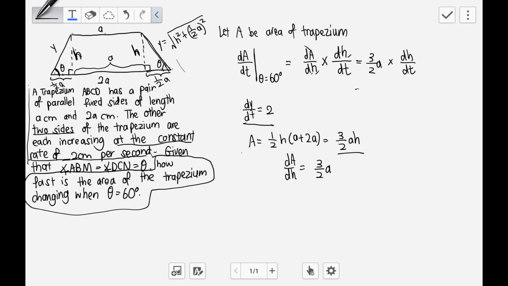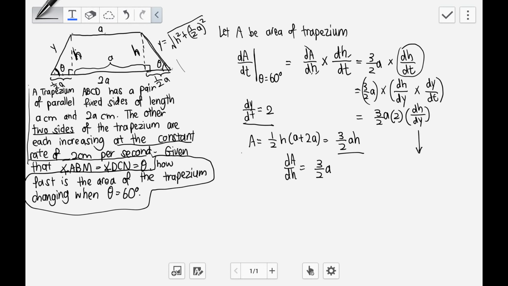So the intuition is, we want dh on top, and we want dt below. We have dy dt, so we let this be dy dt, and then this would be dy as well. When these two cancel, you give me back this one, right? So this is 3 over 2 a multiplied by dy dt, which we know is 2, multiplied by dh dy. What we are left to find is just dh dy.